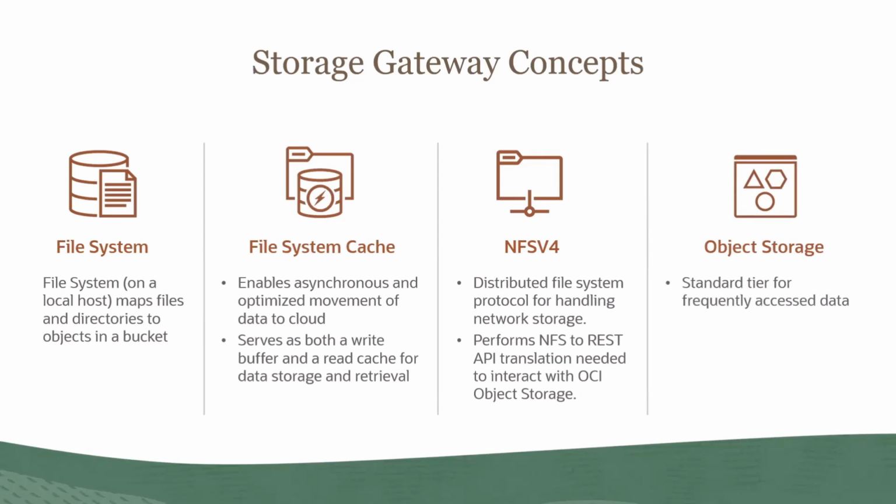When you create a file system, you specify the storage tier in which to create the corresponding object storage bucket. The default standard object storage tier is used for storing the data to which you need fast, immediate, and frequent access. And archive storage tier is used for storing data that is accessed infrequently and requires long retention periods.